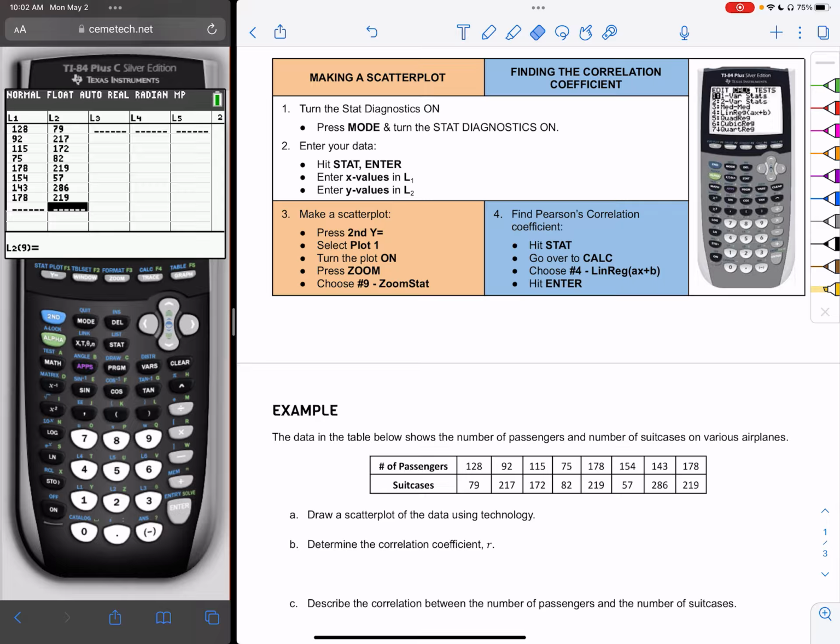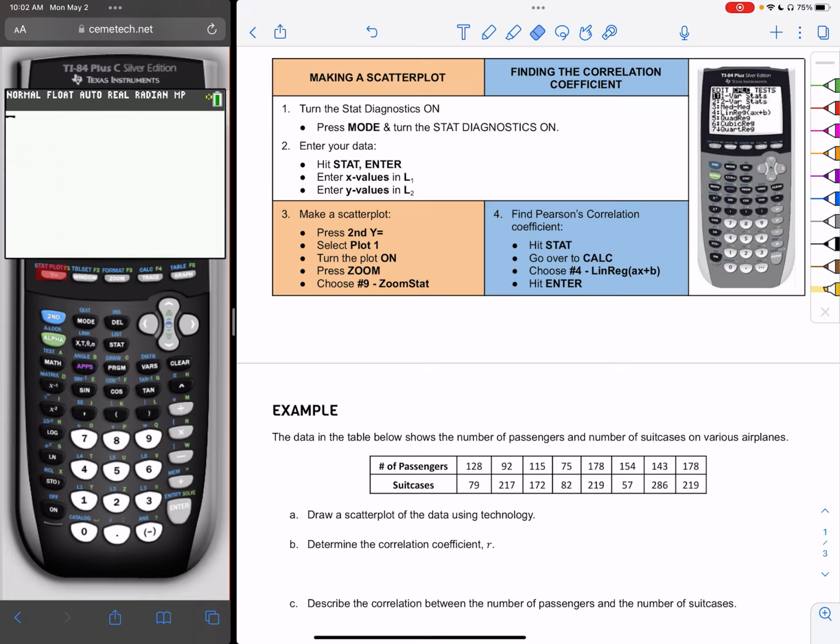So it says we want to draw a scatter plot using technology. So I am going to go to second y equals. I'm going to make sure that my plot is turned on. If yours is turned off, turn it on. I'm going to make sure that my scatter plot, the first selection, is selected. And then I'm going to press zoom 9 for zoom stat. So here is my scatter plot.